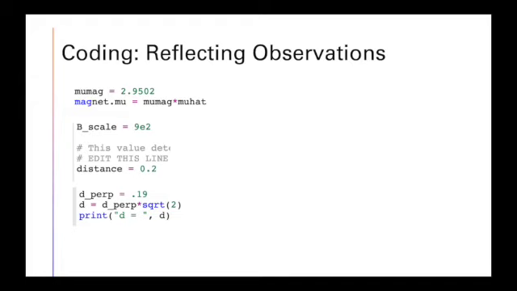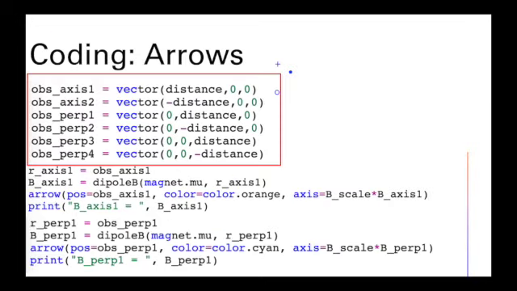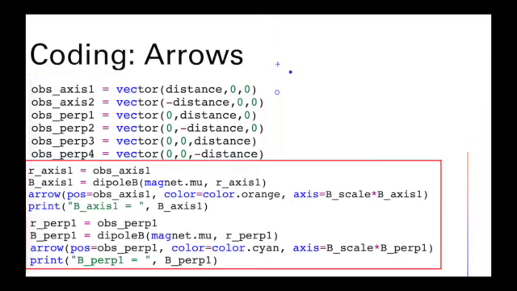I then altered several sections of the code to reflect my observations and calculation values, including mu, or the distance dependence factor, the b-scale, the distance, and the d perpendicular value. I then began to code my arrows, first altering the vectors for the distances on the axis and at the perpendicular locations. I then edited the code for the 2 arrows on axis and the 4 arrows perpendicular.